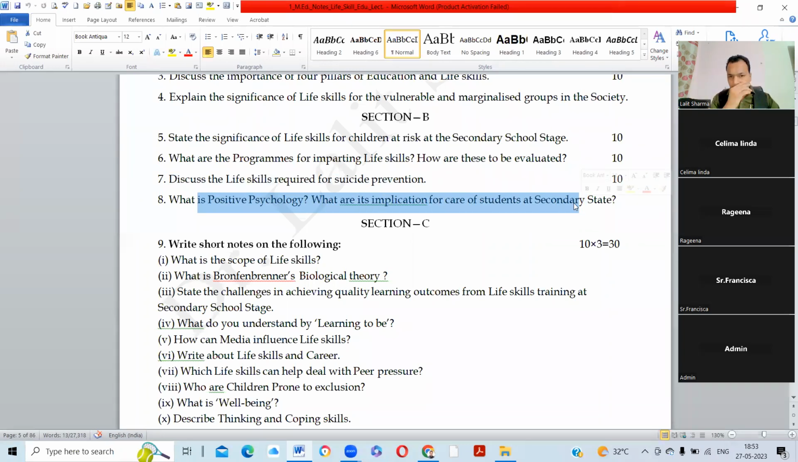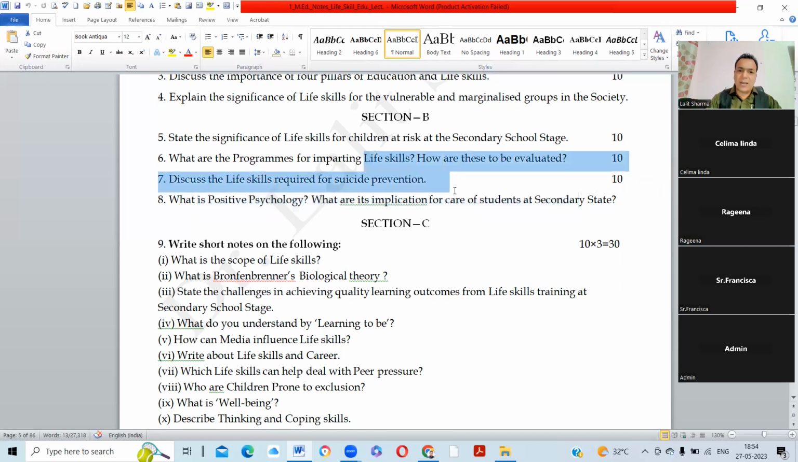So guys, the reason I am reading every question is that at least you should know what is in our syllabus. Basically it is talking about life skills and core skills. There are a lot of life skills, but what are the core life skills needed by the teacher and by the principal? Then second, it is talking about the four pillars of education given by Delors. Then the importance of life skills for the vulnerable and marginalized society. And in the second section, it is talking about the secondary school stage.